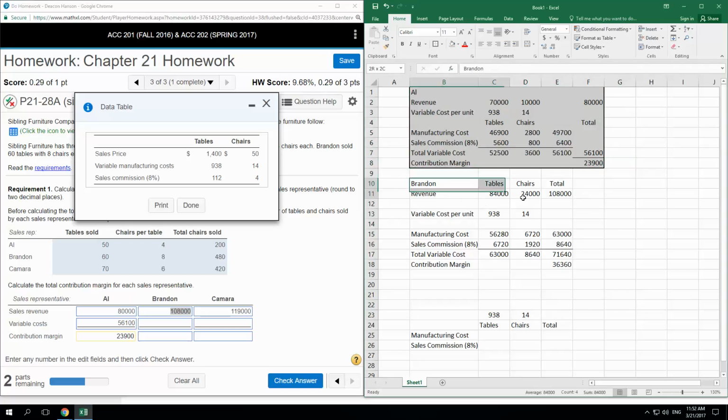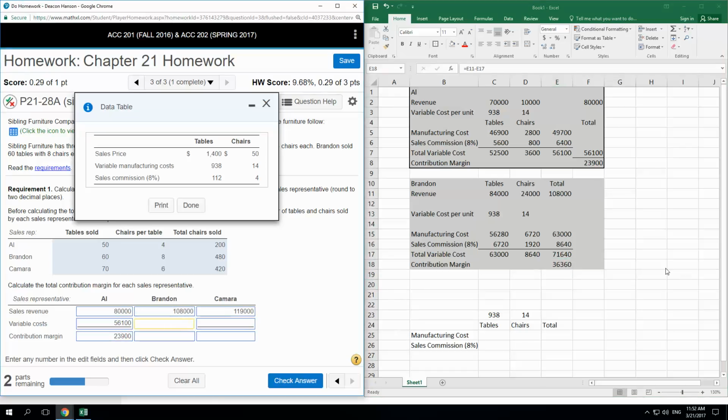Now you got Brandon. Same thing, my math doesn't line up the same way, but it's the same concept. Total revenue minus total variable costs gives you contribution margin. So I'll take 108 minus 71,640 gives me 36,360.